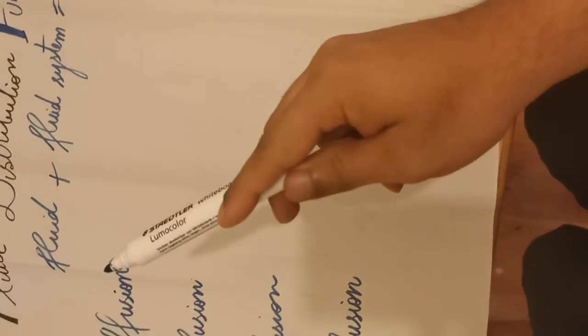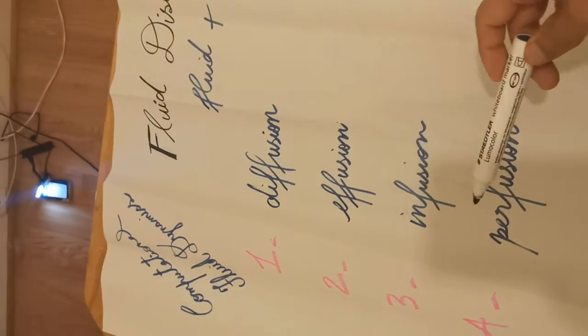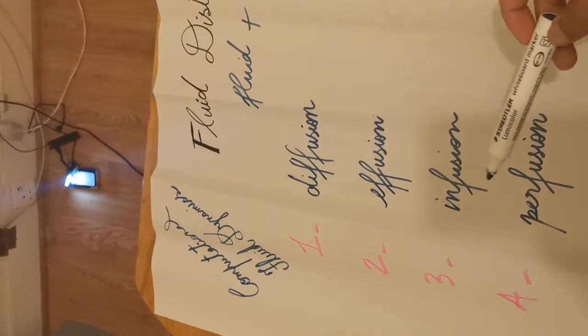Okay, so fluid dynamics functions. In CFD, you add a fluid into a fluid system and then you observe the interaction, and these are the four kinds of interactions we come up with: diffusion, effusion, infusion, perfusion. The first one is diffusion.